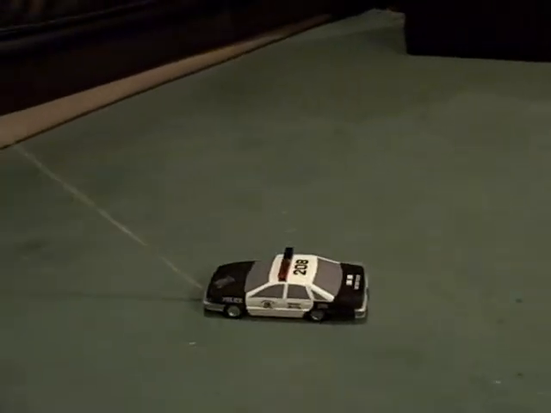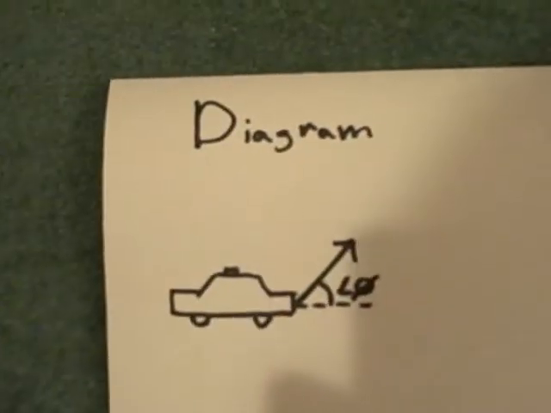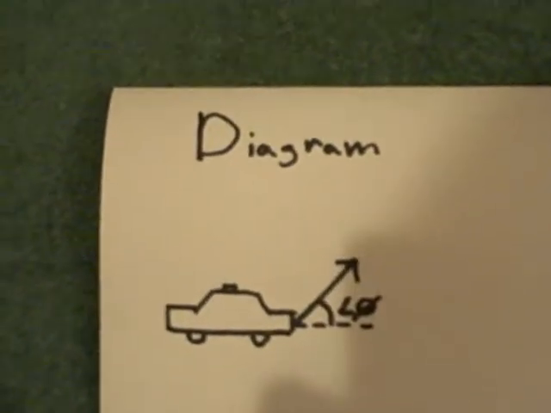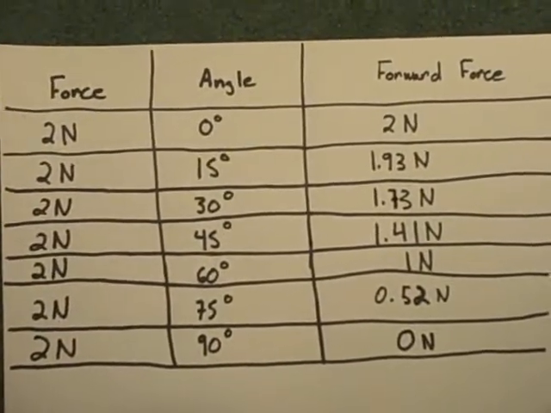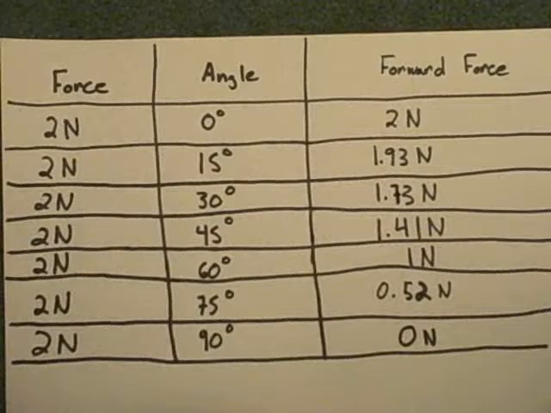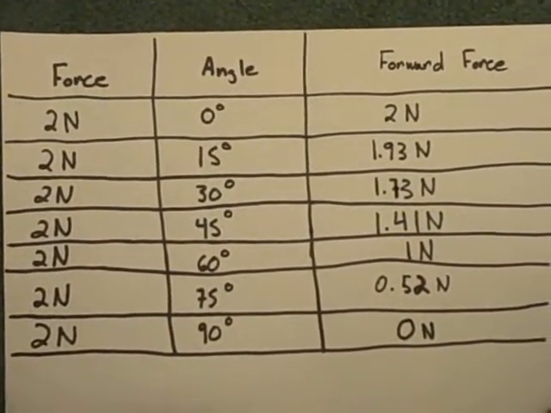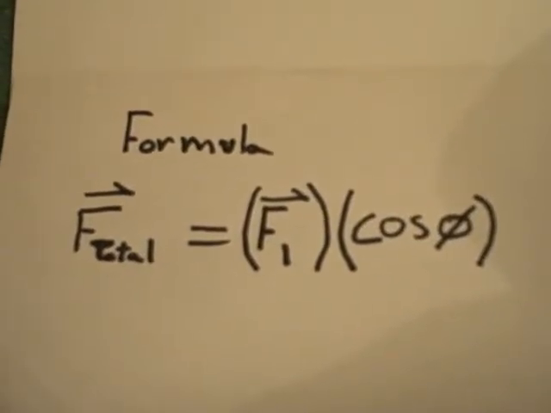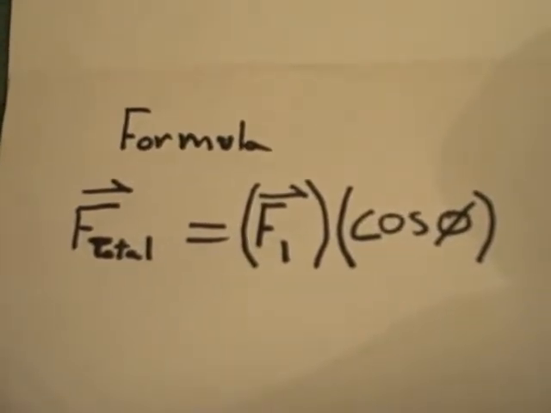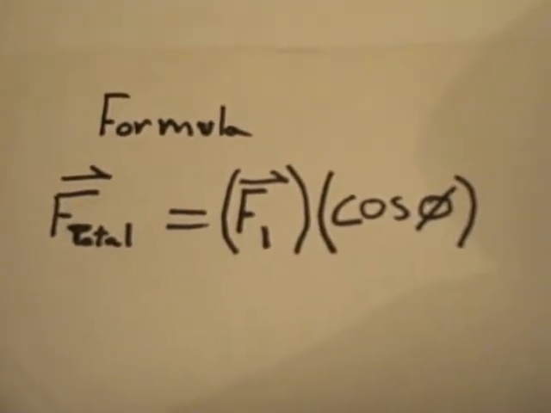In this example, Eric is pulling the police car with a force that is at an angle, shown like this in a diagram. Here we have made a table showing how 2 newtons of force at different angles will produce different amounts of forward force. To calculate the amount of force that would be converted to forward force, we can use this formula. The force multiplied by the cos of the angle.